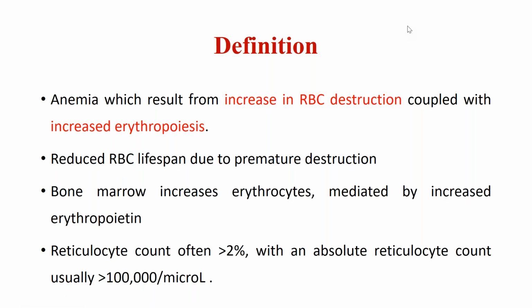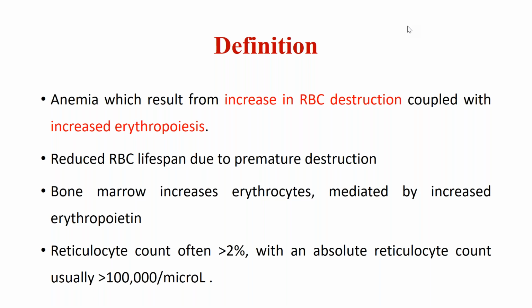So we all know anemia. Anemia is a fall in hemoglobin. What does hemolysis mean? Hemolysis means there is RBC destruction along with increased erythropoiesis. So because of the excessive breakdown of the RBCs, there is anemia. And how can it be possible? It is possible if there is reduced lifespan, if there is premature destruction because of the autoantibodies, infections, which will lead to premature destruction of RBCs.